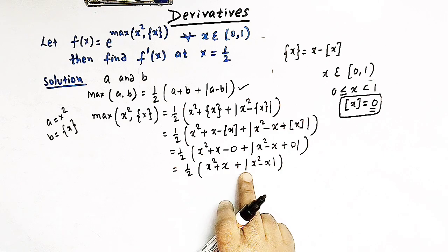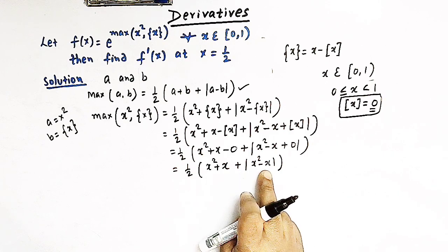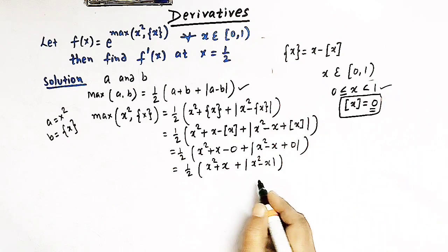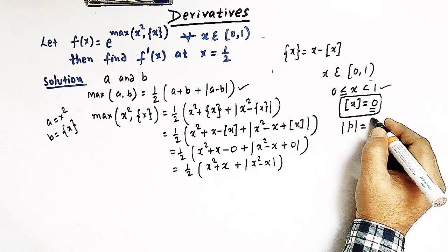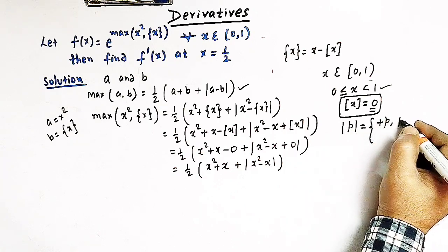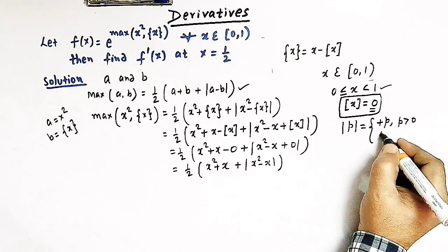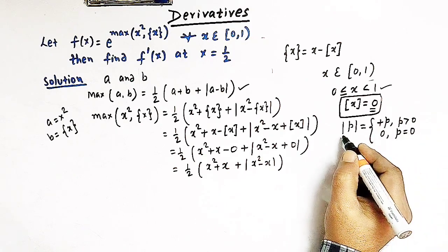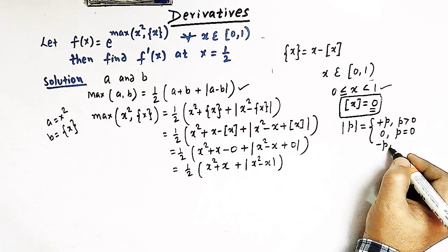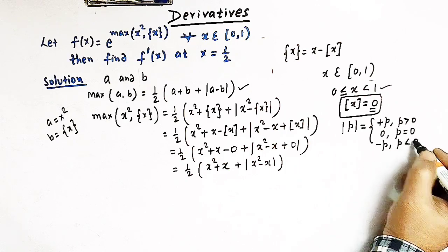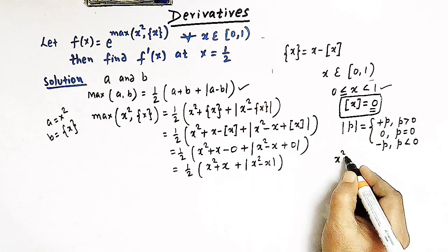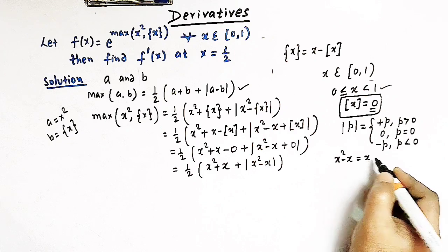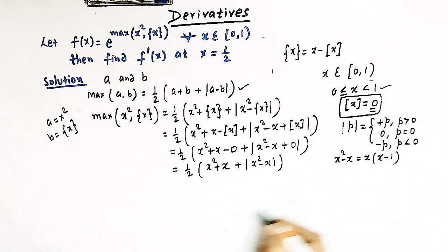Now to simplify mod of x square minus x in this interval, let us make use of the definition of the mod function. The definition is: mod of p is p whenever p is greater than 0, mod of p is 0 whenever p is equal to 0, and mod of p is negative p whenever p is less than 0. So here we have mod of x square minus x. x square minus x can be written as x times x minus 1, right?